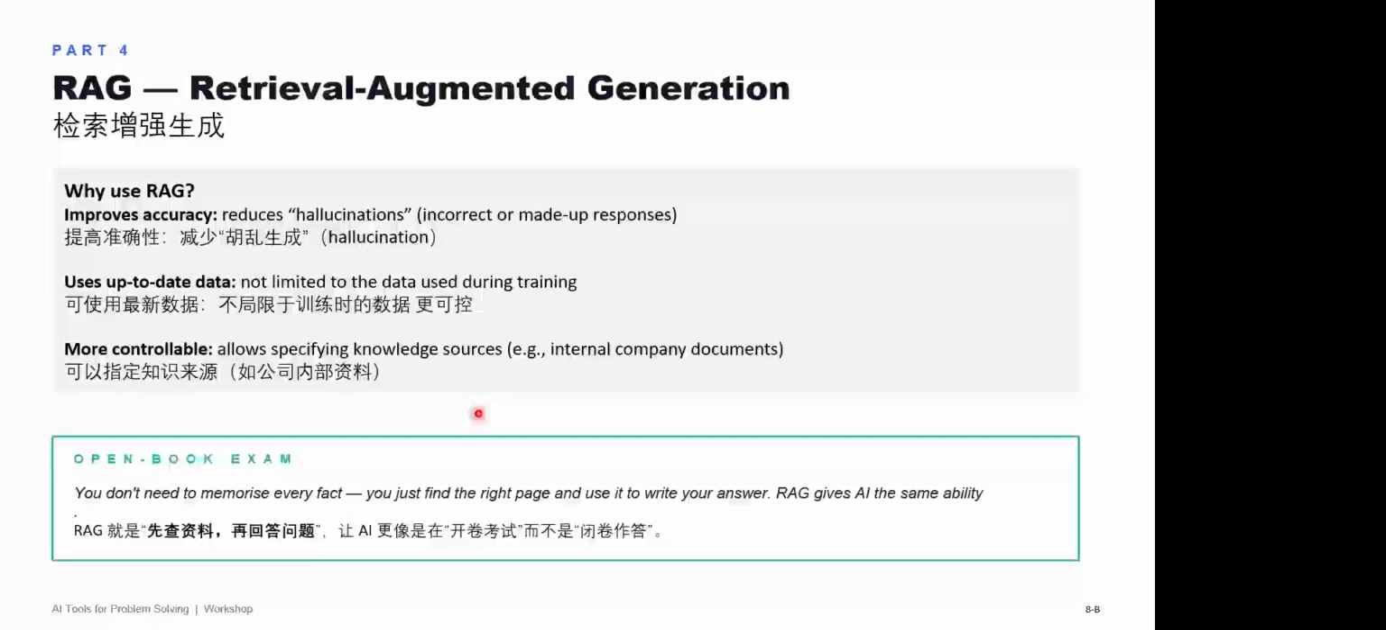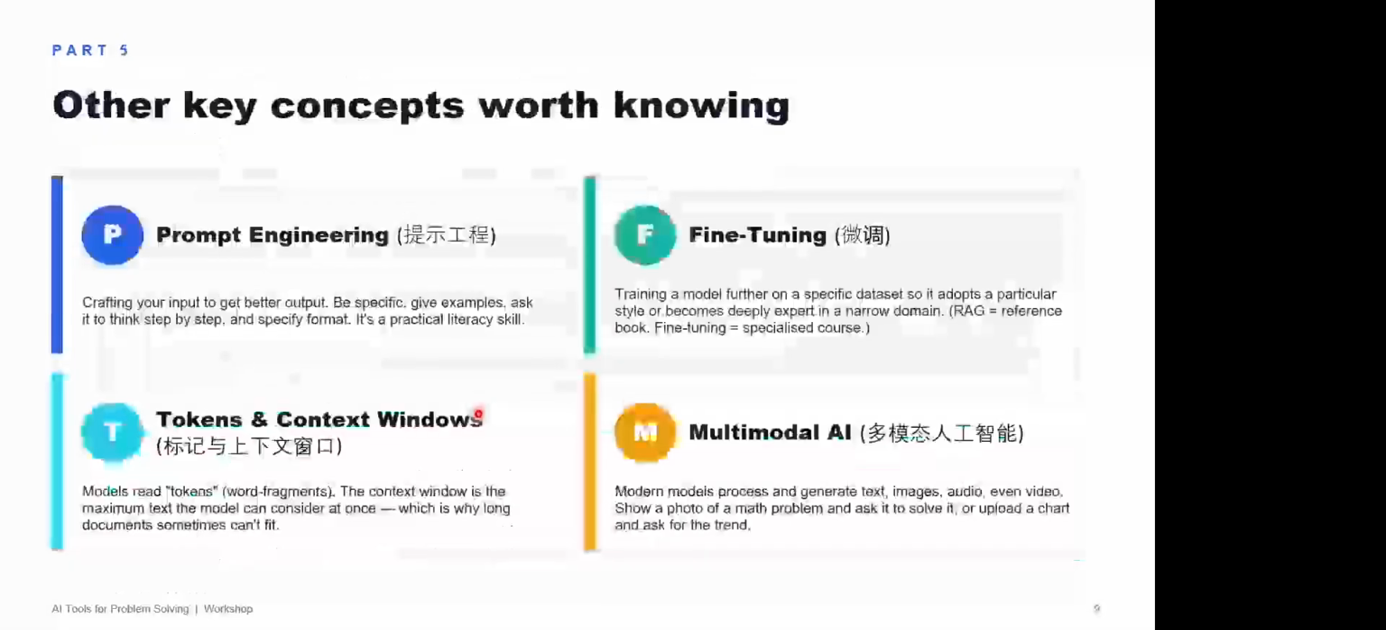So RAG gives AI the same ability. It means that I give you a book and you don't need to memorize. I give you the questions, then you find the answer from the book, go to the right page, and then from the answer there, you write your answer. So the idea is more or less the same.